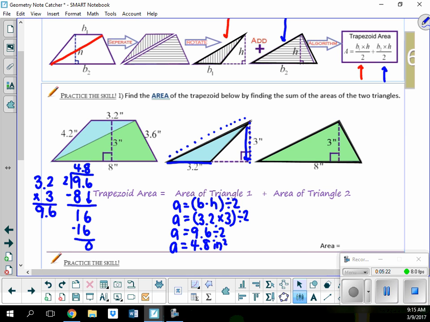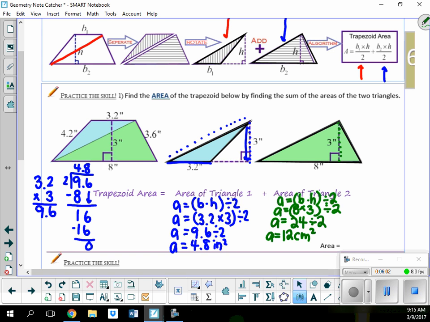Let's do the green triangle now. All right, same formula here. The area equals base times height divided by 2. The base of this one is 8 times the height right there is 3 divided by 2. My area equals 24 divided by 2. So we have 12 centimeters squared for our green triangle.